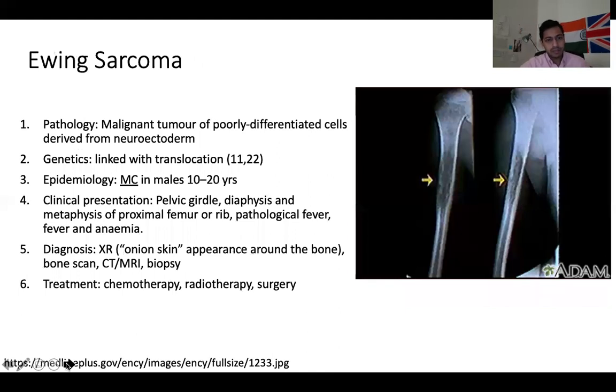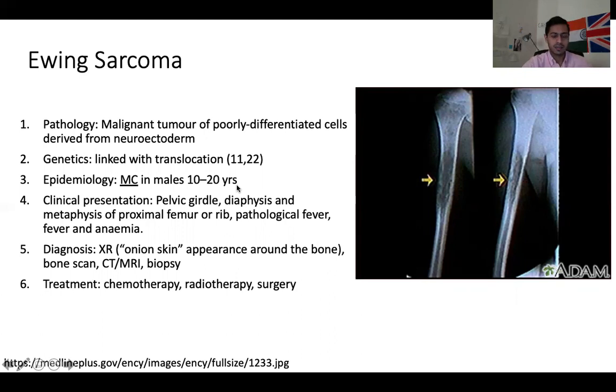Ewing sarcoma. So this is once again a different cellular tumor, you could say, of the musculoskeletal system. But this is a malignant tumor of poorly differentiated cells, which are derived from the neuroectoderm. Genetically, it is linked with a translocation, and the translocation is from chromosome 11 to 22. Most commonly, it is found in males in a young age category, so between 10 to 20 years.